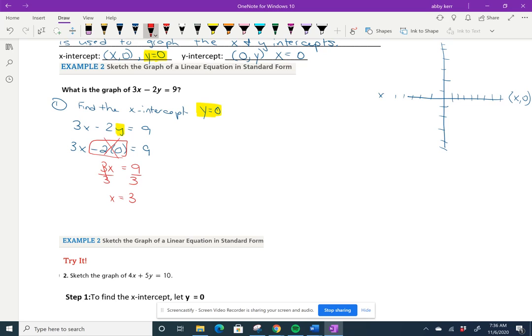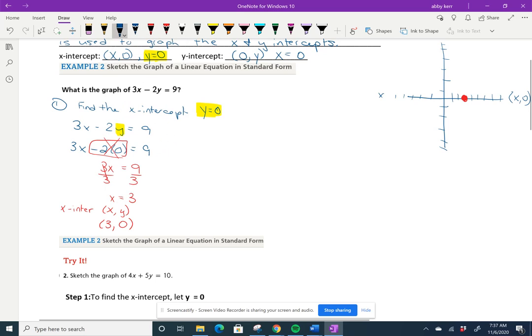Now remember that this is an ordered pair. We already said that our y value is 0, so it's always x comma y. We just found our x to be 3 and our y to be 0. Now I'm going to plot that point right away. So I'm going to go 3 to the right and up and down none. So that's the x-intercept. We're done.